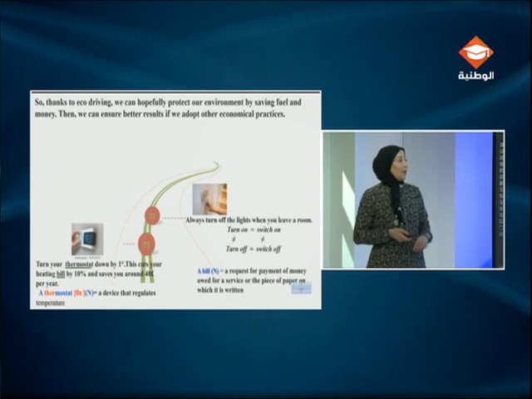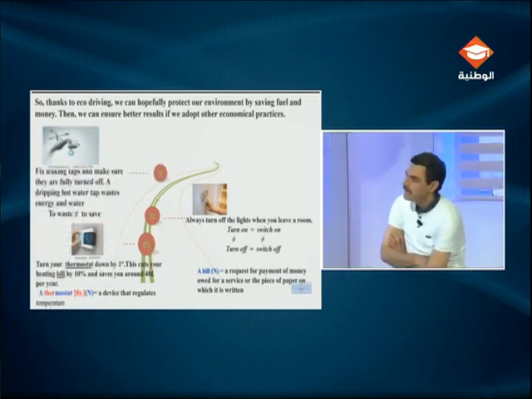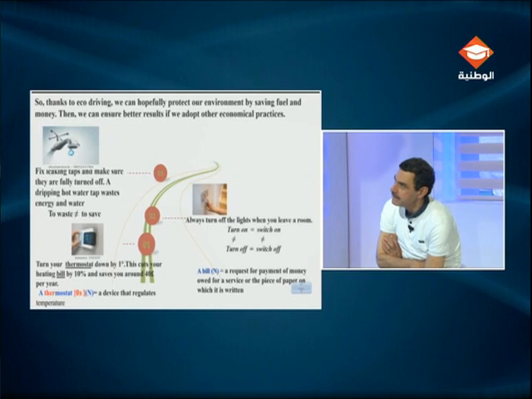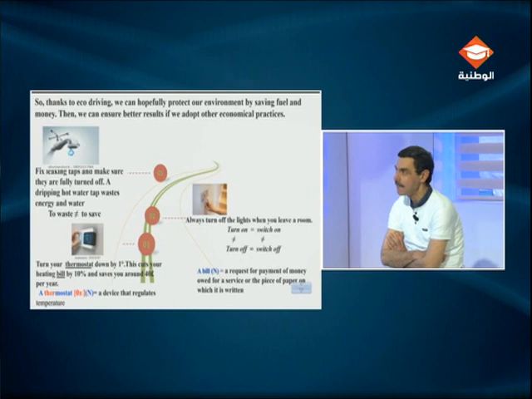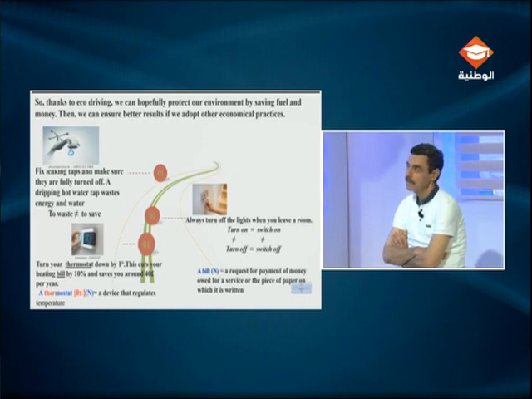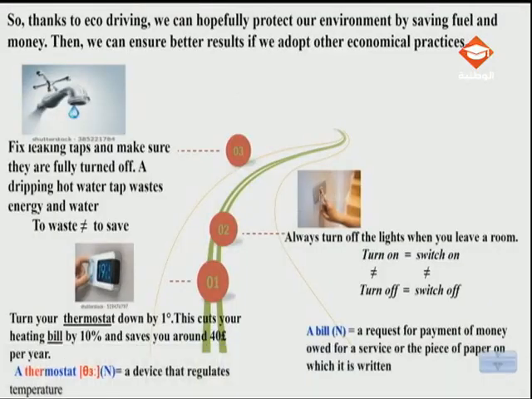I see. Next is, you talked about water. Yeah, fix leaking taps and make sure they are fully turned off. A dripping hot water tap wastes energy and water. So see, wasting water or saving water. Yeah. So these are a pair of antonyms. I understand. But in this sentence, we have a pair of synonyms. So can you find two words that have the same meaning? Just a second, miss. Maybe leaking and dripping. And I can see the picture. In the picture, I can see the water tap falling into drops. Is dripping, yes. You're absolutely right.